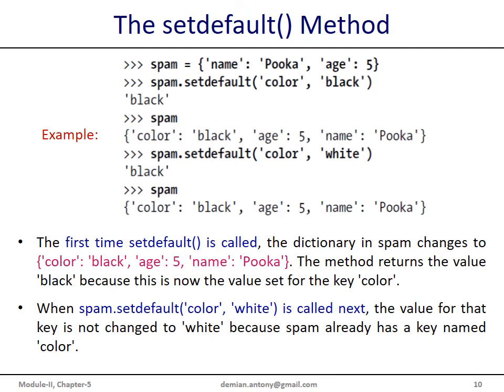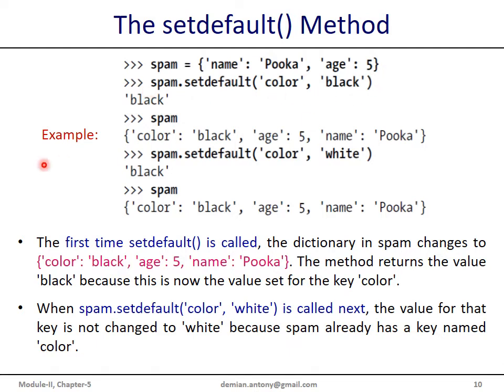Let us illustrate the use of the setdefault method by taking one example. We have a spam dictionary with two keys, name and age, and we want to add a new key and value pair with the setdefault method. This method will return the newly added value as well as insert this new key color and black. This is what the dictionary contains after this first setdefault method.